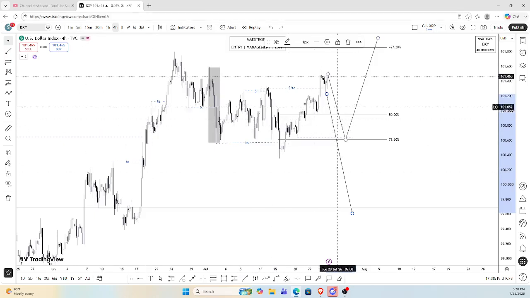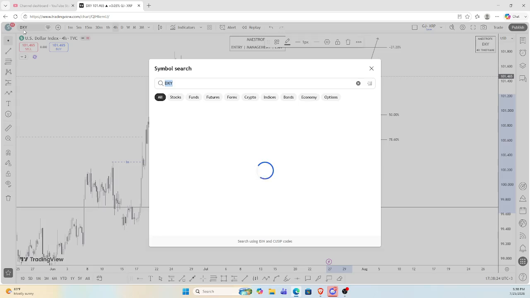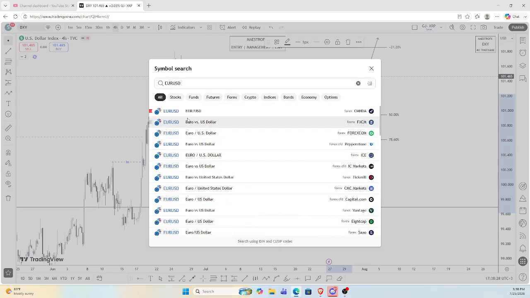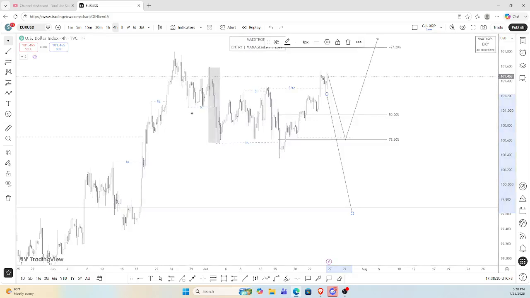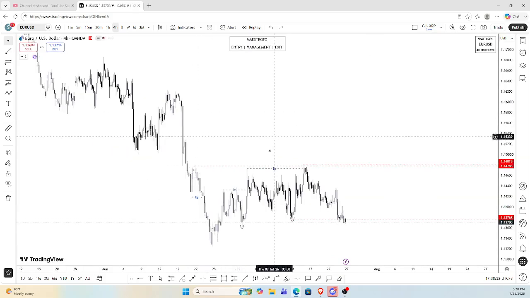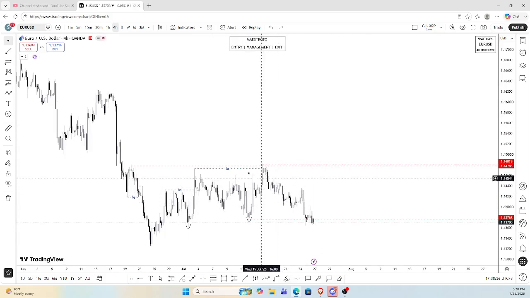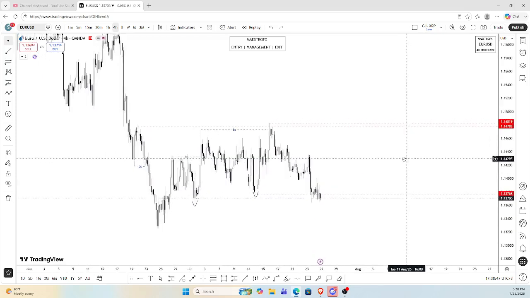That's my analysis on the dollar index, and let's move forward to Euro USD. Like I mentioned earlier, this week was a bit tough, and this is very normal in the financial markets, as even in any business, losses are part of business. You just cannot win every single day.